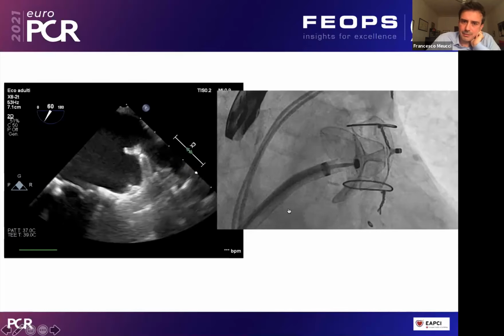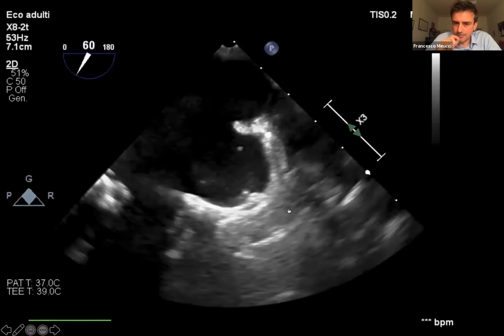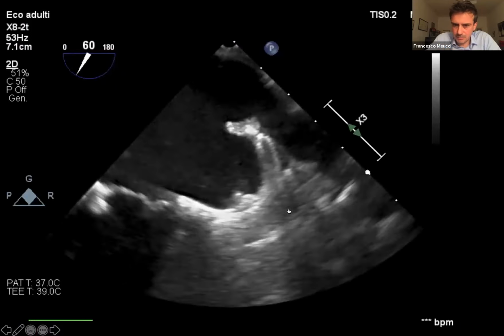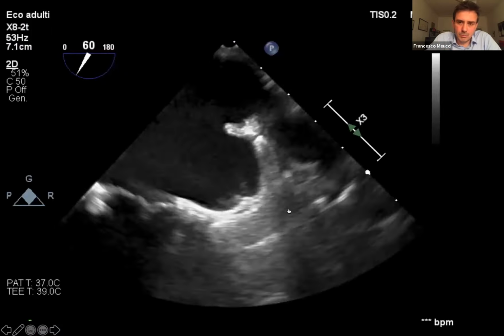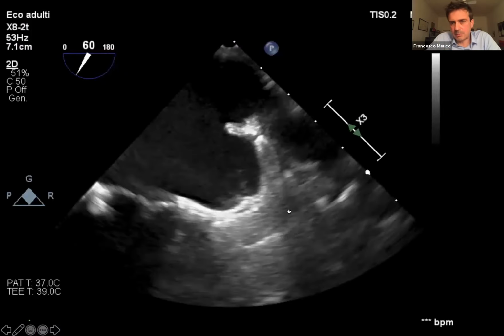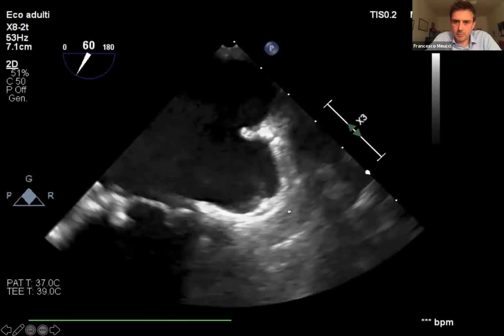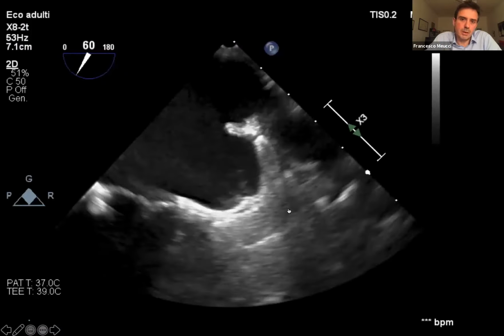So I tried, to be sincere, to position the device and the disc differently by pushing everything inside, recapturing the device and placing it again. And this was a morphology that could be acceptable because it was not interfering with the mitral valve, but I didn't trust it because I thought that the nitinol could regain its natural position a few minutes or a few hours later and cause problems on the mitral valve.